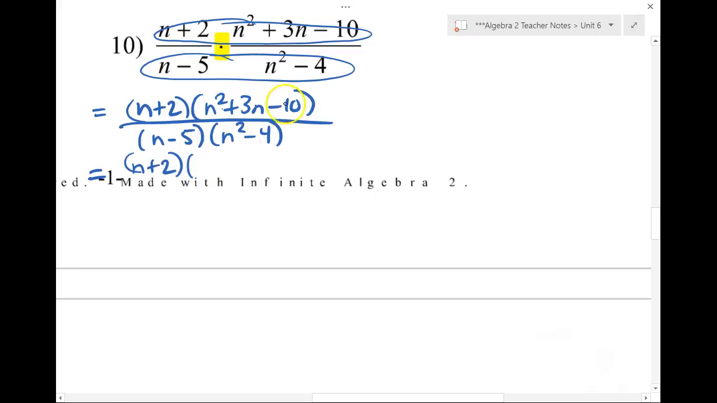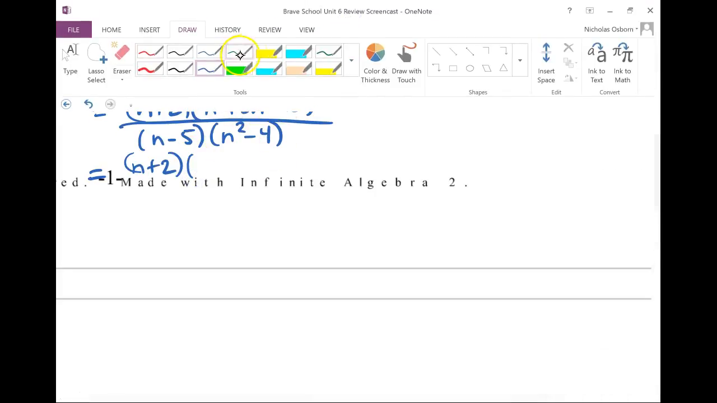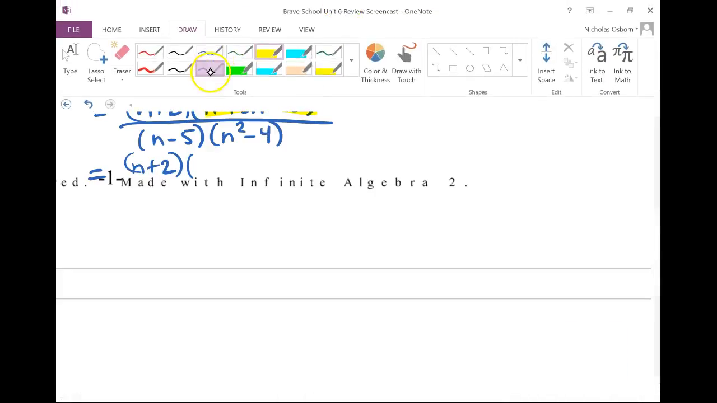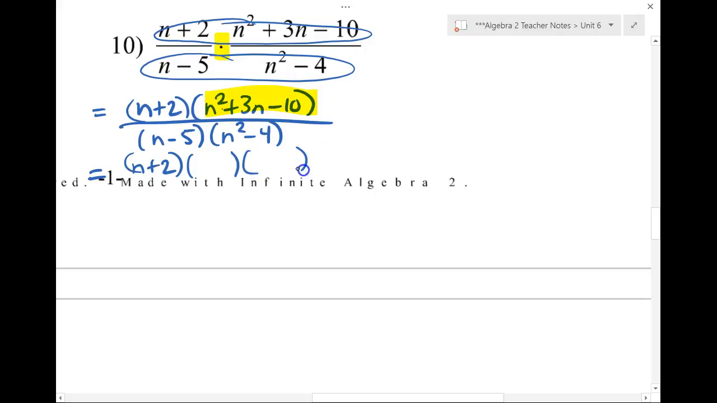But I see I have a trinomial here, this n squared plus 3n minus 10. So let's try to reverse FOIL that. So we always have n to begin with. And let's see, if I do a 5 and a 2, and I need positive 3, so that means the bigger number's got to be positive, the smaller number's got to be negative. And negative 2 times 5 is negative 10, so that works. Okay, so now we have n plus 5. Can't really factor that out.